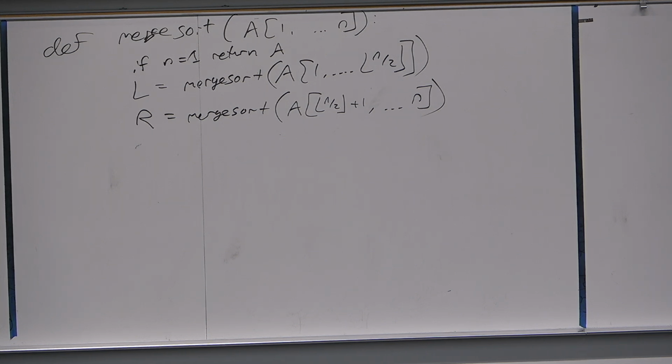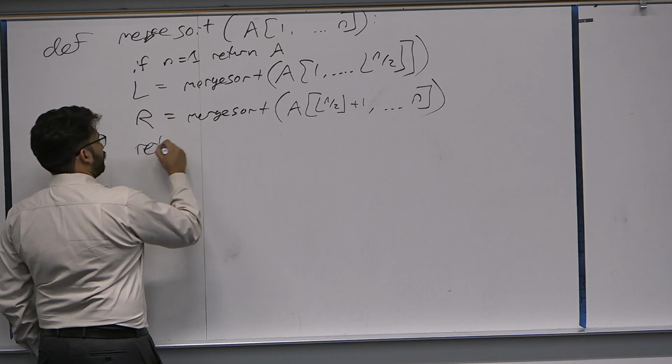We now have 2 sorted arrays. We want to return the output of that. How should we do that? Yeah, for now we'll just call it merge.